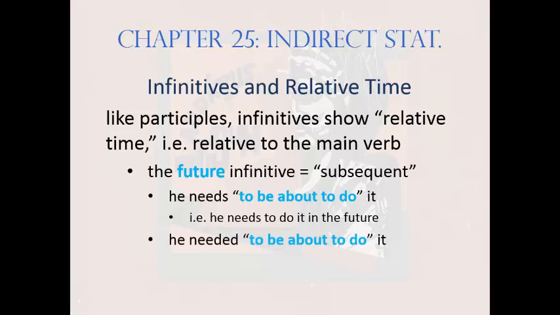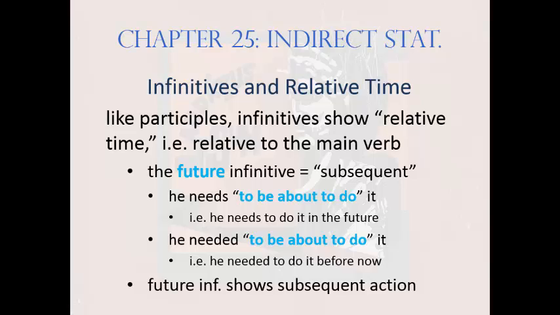If you make the main verb past tense, he needed to be about to do it, meaning he needed in the past, yesterday, to do it so that it was done by now, today. You can see that the so-called future infinitive is now happening in the past, actually subsequent to the past, between the past and the present. By being past tense, the main verb has dragged it back there.